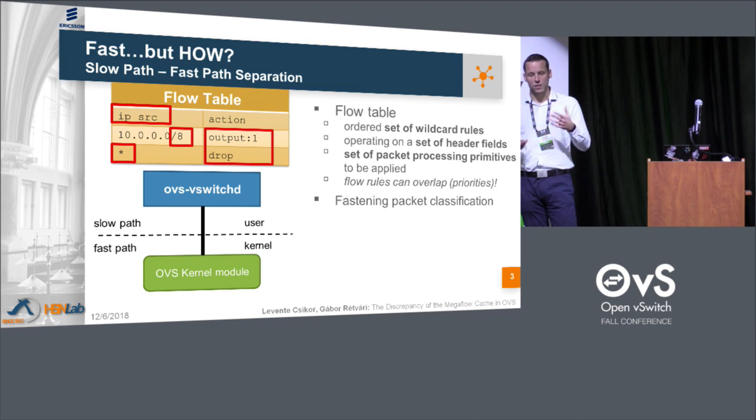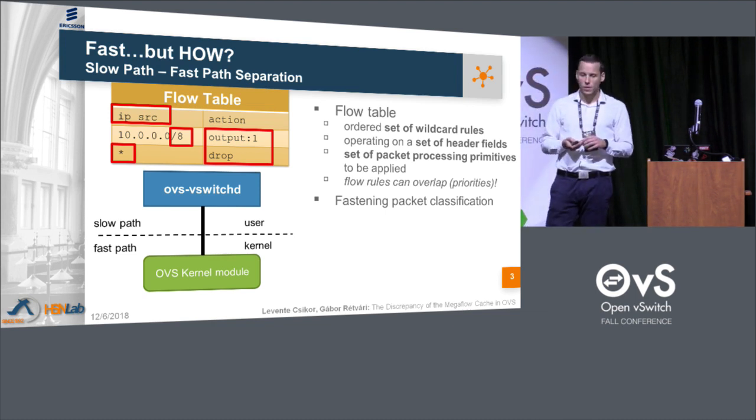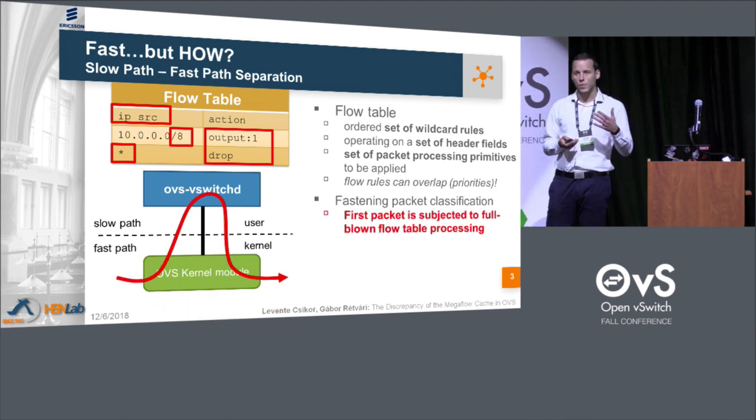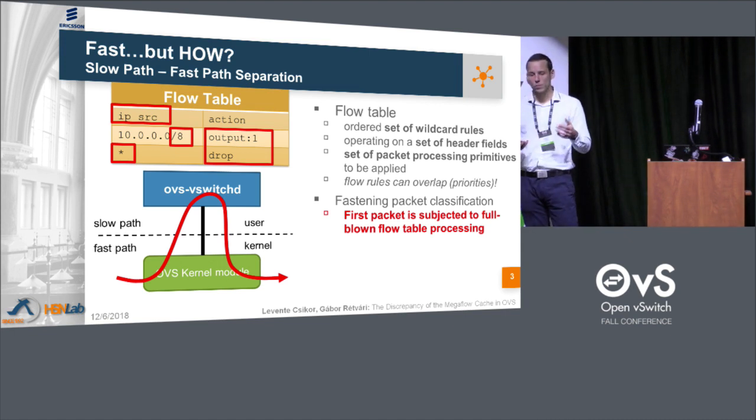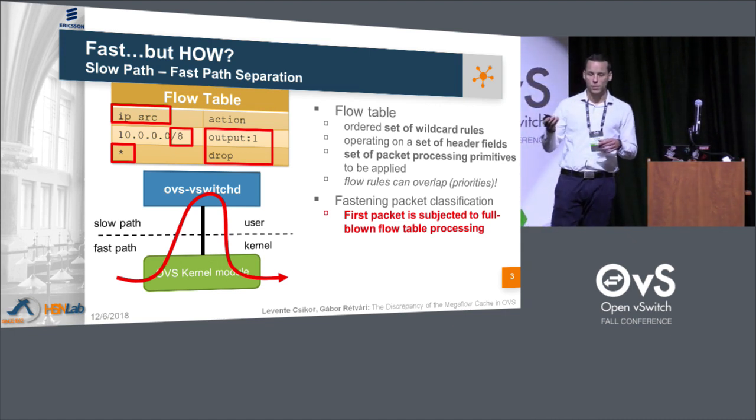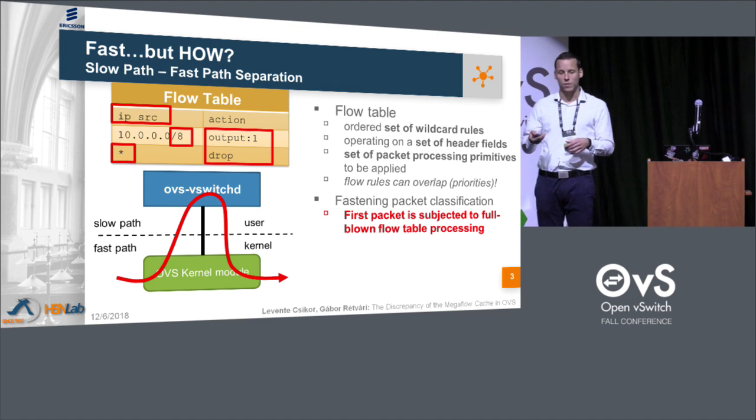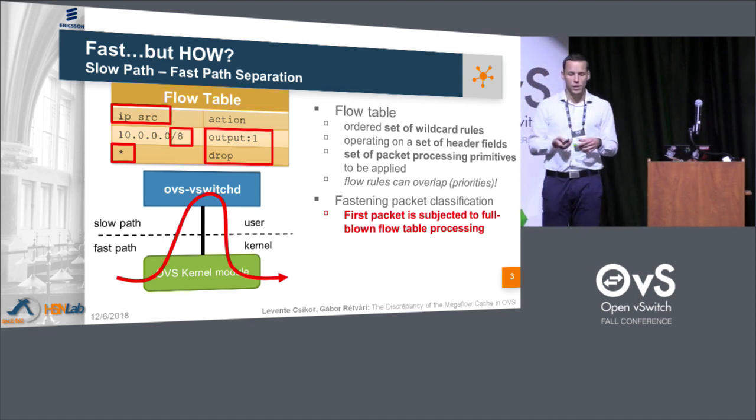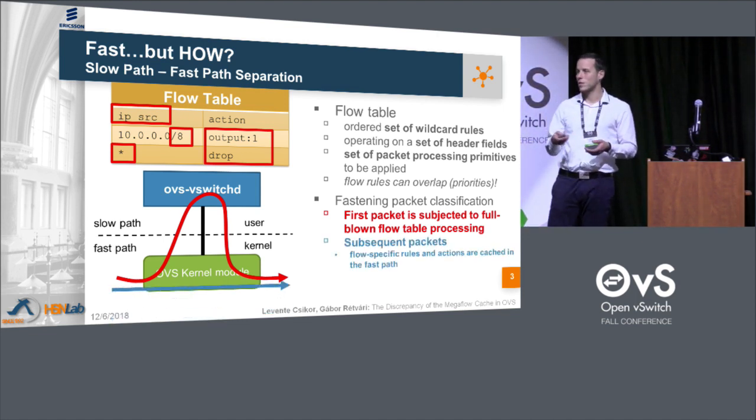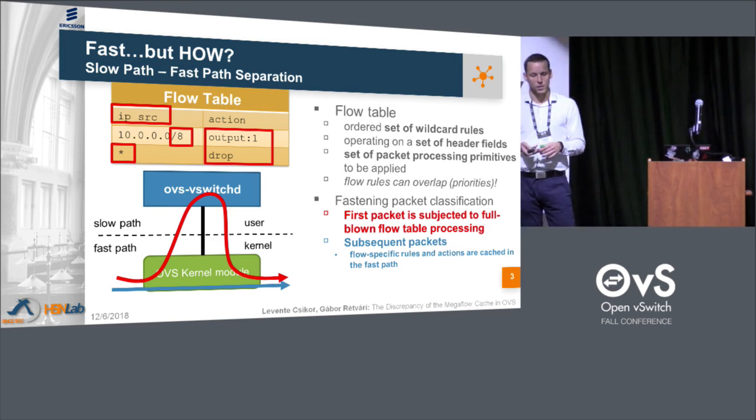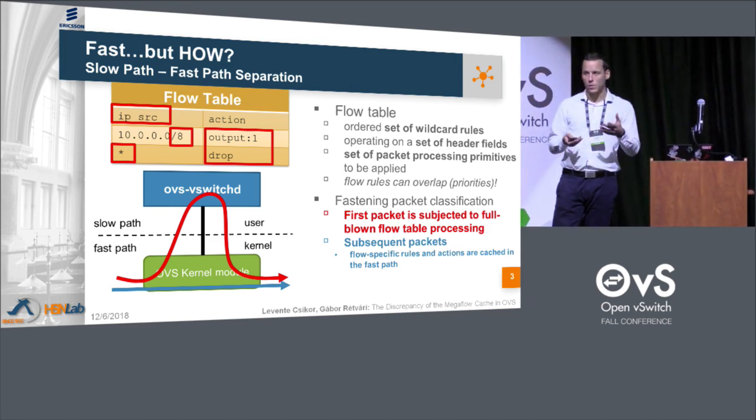And to speed up this packet classification itself, only the first packet is subjected to this full-blown packet processing in the flow table in the slow path. And once we find the matching entry in the flow table, then all the subsequent packets can just pass through the kernel. And this is why it can be fast.